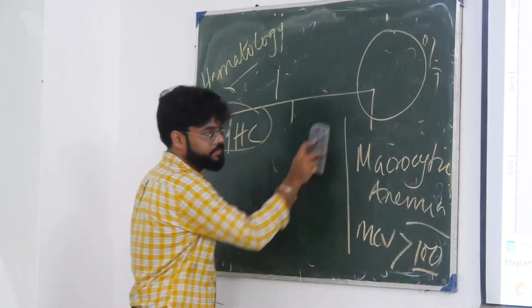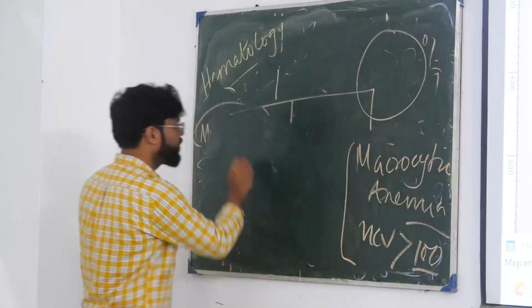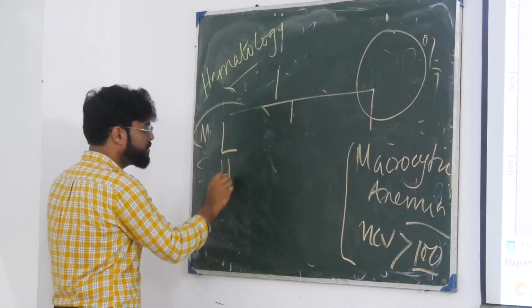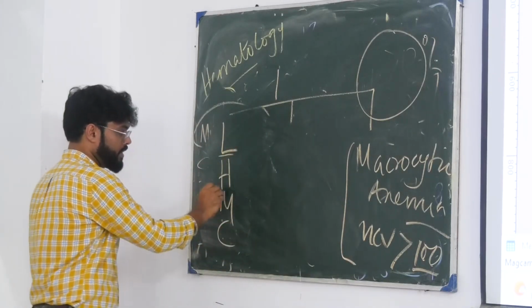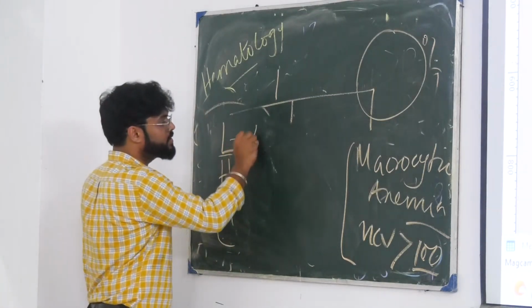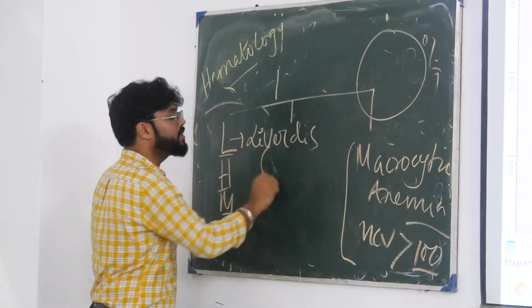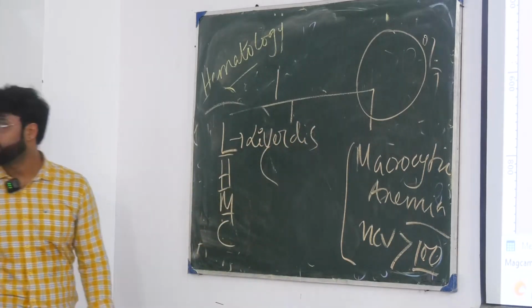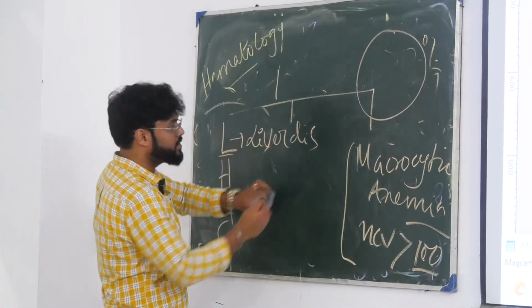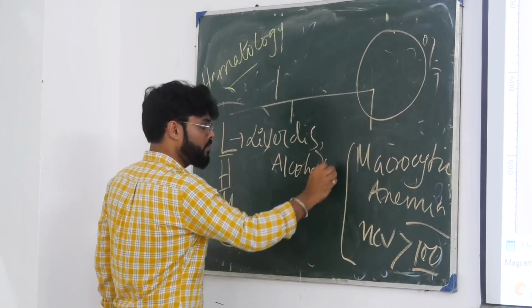I will say this later. Macrocytic anemia, its mnemonic is Lady Hardinge Medical College, LHMC. L for liver disease. Most common cause of liver disease is chronic alcoholism. So another cause is alcoholism.